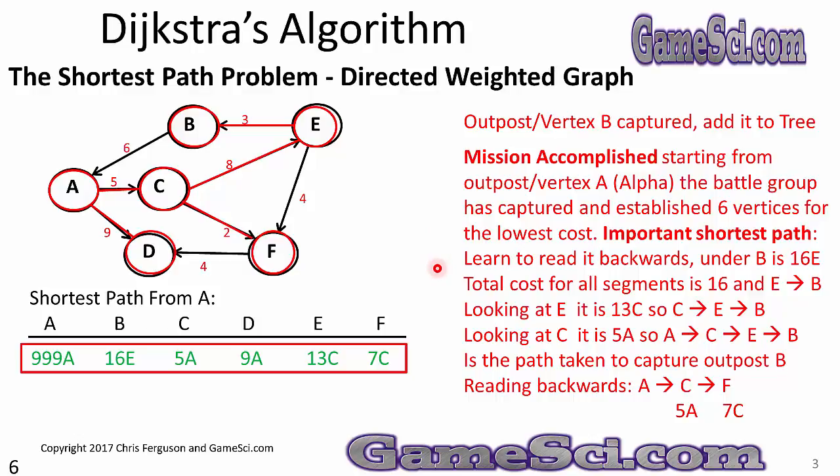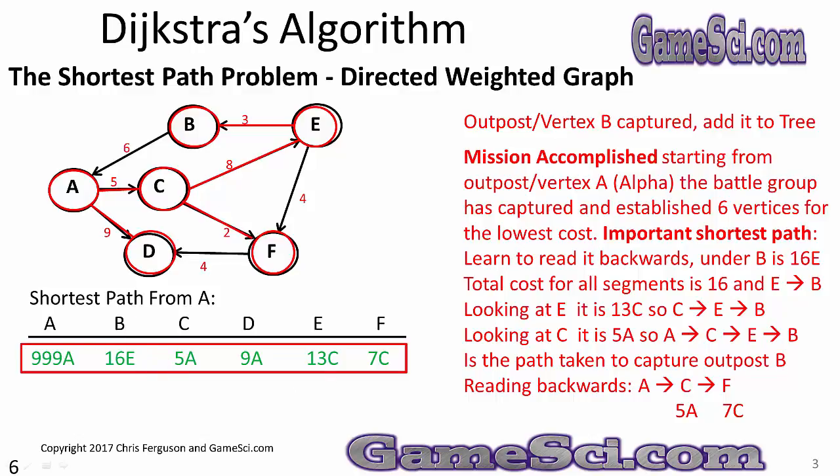Learn to read the array backwards. Under B is listed 16 E. The total cost for all segments to reach B was 16. How did we get to B? Well, if you look closely, we went from E to B. This E indicates we went from E to B.